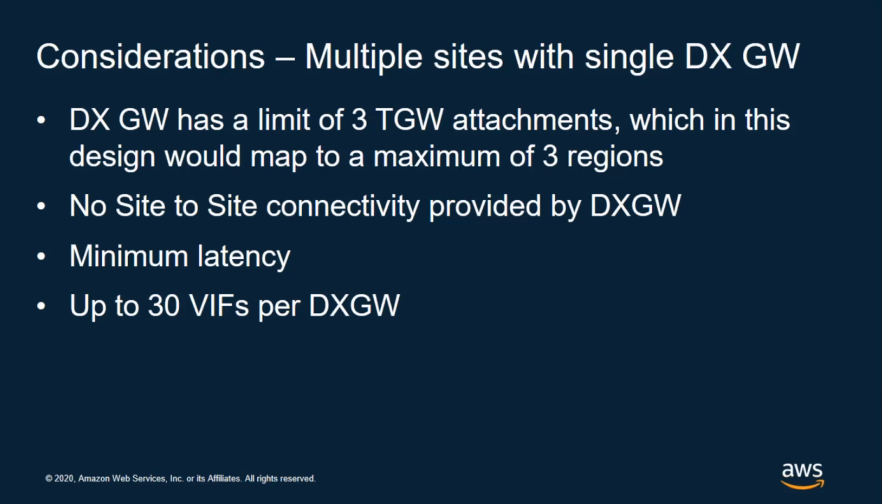And we can have up to 30 virtual interfaces per Direct Connect Gateway, and that maps to the total amount of sites that we could connect using this approach. If we have redundant sites, then well, we would have a maximum of 15 sites connected redundantly to the same Direct Connect Gateway.